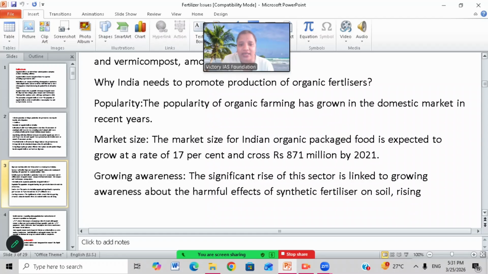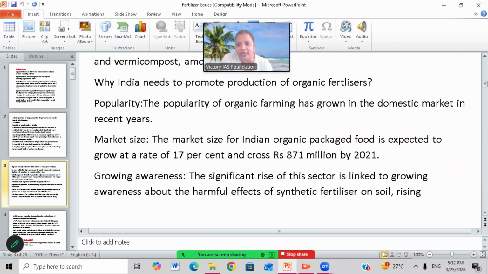Why do we have to promote the production of organic fertilizers? Because organic fertilizers promote chemical free farming. So whatever the crops and fruits we are getting from the plants are totally chemical free. They are not harmful to human health after consumption. That's why there is a priority in India and all over the world for organic farming. So to encourage organic farming, we need to encourage organic fertilizers.